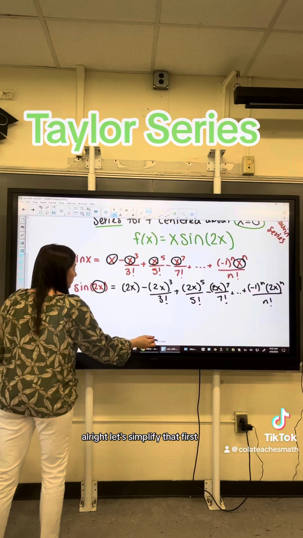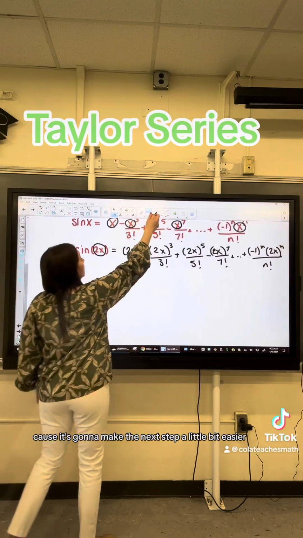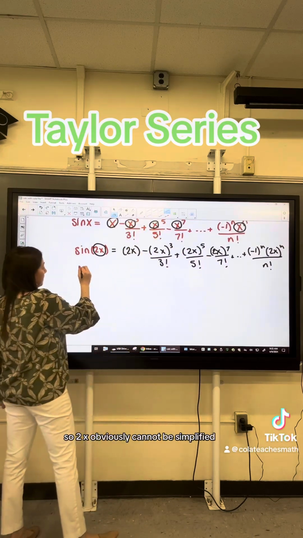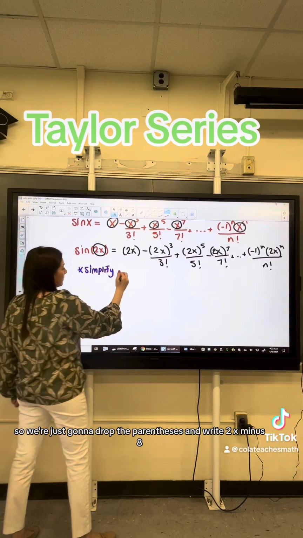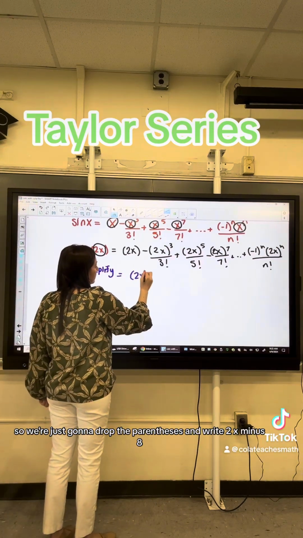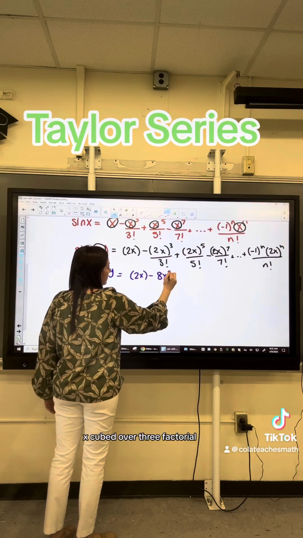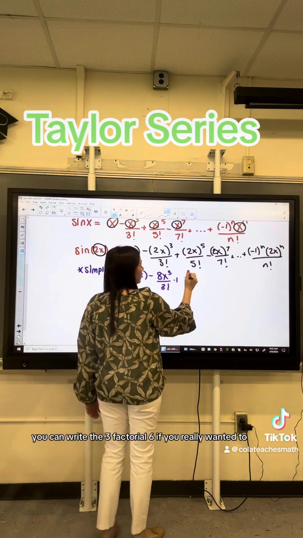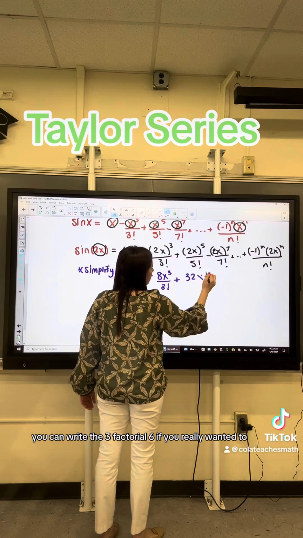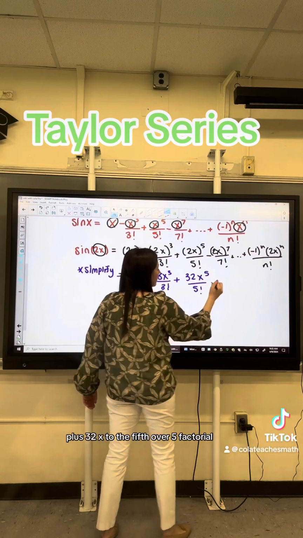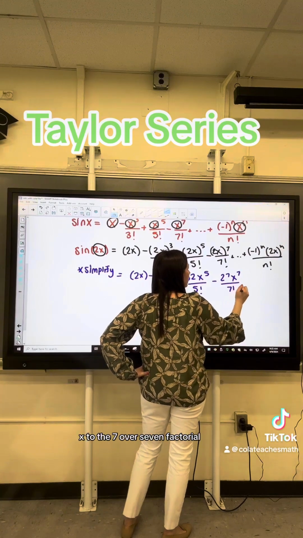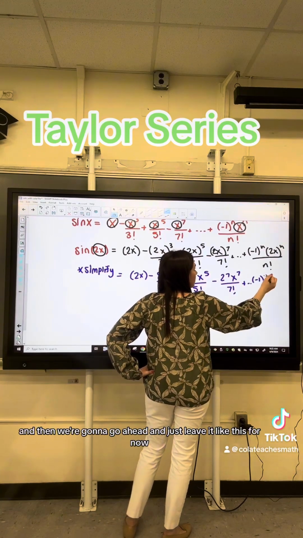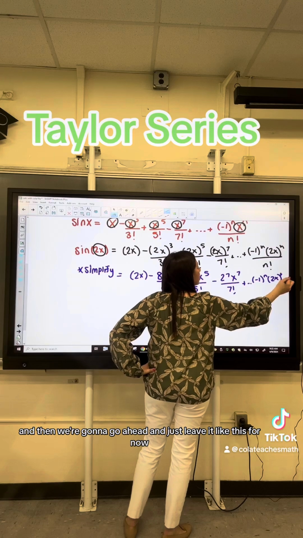Let's simplify that first because it's going to make the next step a little bit easier. So 2x obviously cannot be simplified, so we're just going to drop the parentheses and write 2x minus 8x cubed over 3 factorial. You can write the 3 factorial as 6 if you really wanted to, plus 32x to the 5th over 5 factorial, minus 2 to the 7th, x to the 7th over 7 factorial. And then we're going to just leave it like this for now, and we'll simplify in a minute.